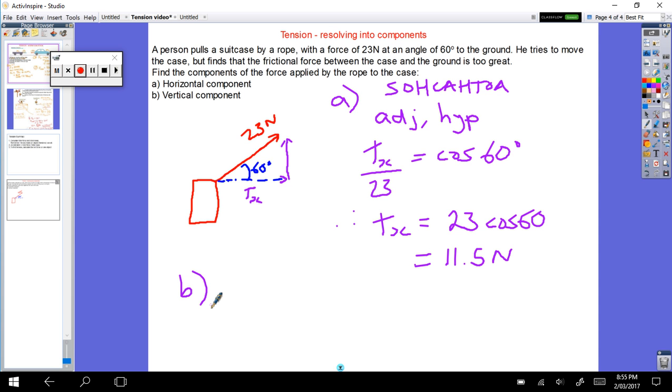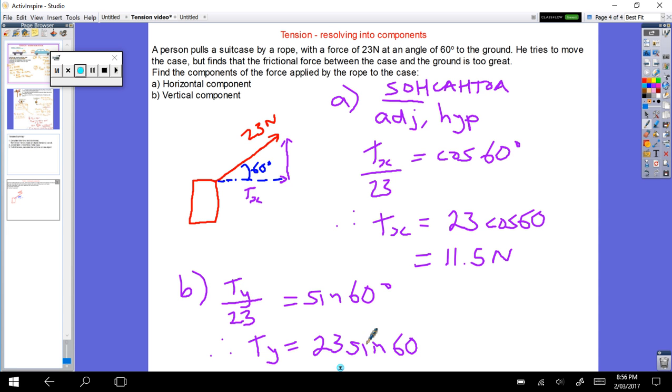Okay, so similarly for the vertical, call that TY. This is the opposite side, and we've got a hypotenuse as well, so that means we have to use sine. So opposite over hypotenuse equals sine 60 degrees. So therefore TY equals 23 sine 60 degrees. And in your calculator, once you do that, you're going to get 19.9 newtons.